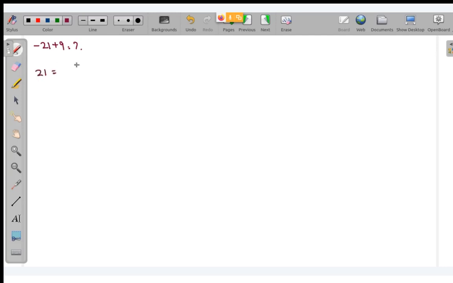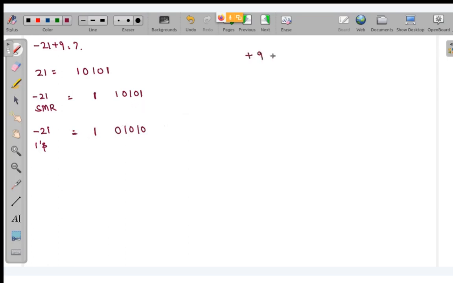So 21 is represented as 10101 in normal binary. If I want to represent minus 21 in sign magnitude representation, it will be 1, 1, 0, 1, 0, 1. To represent minus 21 in 1's complement, the sign bit will be intact and the magnitude bits will be complemented bit by bit. So this will be 1, 0, 1, 0, 1, 0. So this is minus 21.